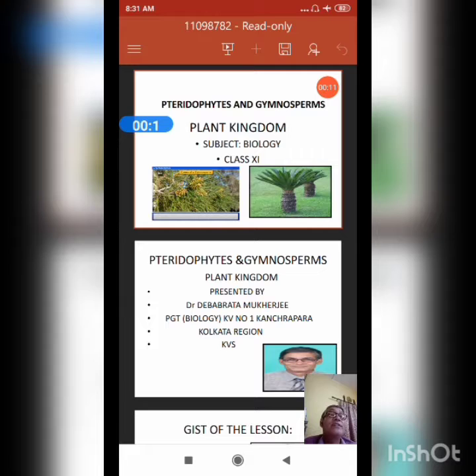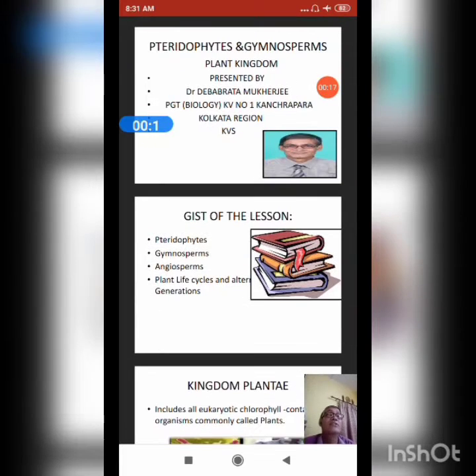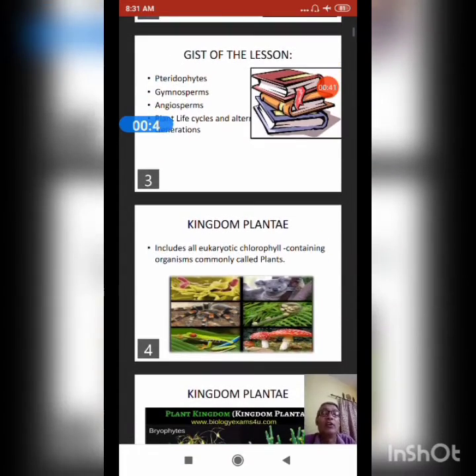Today, we shall discuss the Pteridophytes and Gymnosperms under the plant kingdom. First, we will talk about the gist of the lesson. In this part, we will discuss Pteridophytes, Gymnosperms, angiosperms, plant life cycle and alternation of generation. So we know it very well, that the kingdom Plantae includes all the eukaryotic chlorophyll containing organisms which are commonly called the plants.